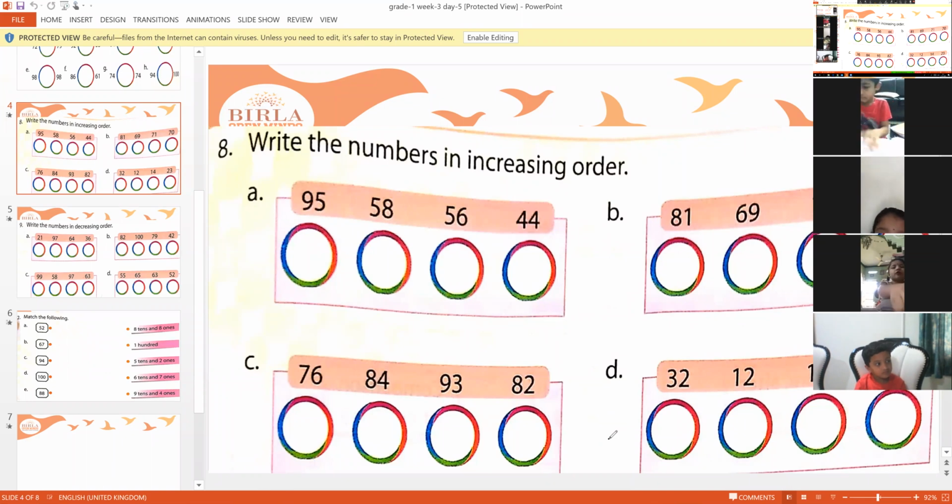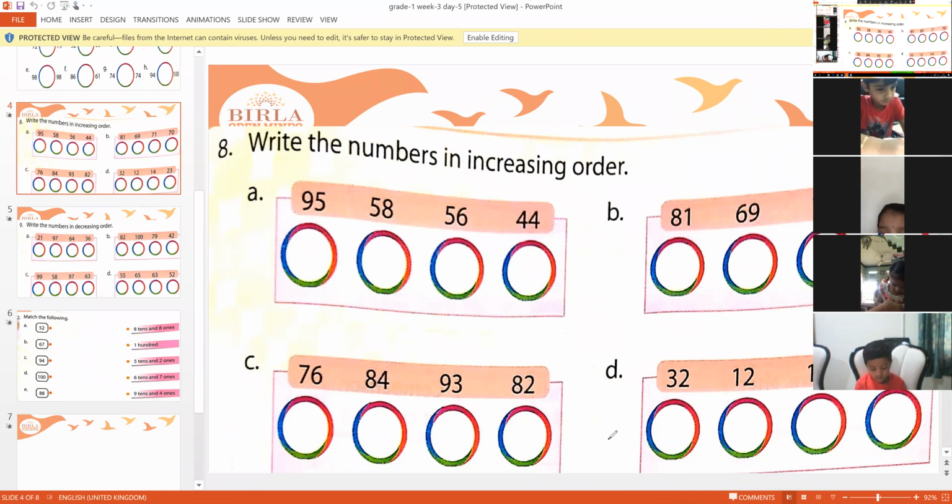This is the first bit. The question is 95, 58, 56 and 44. Now you have to arrange these given four numbers in increasing order. Increasing order, again I am repeating, means you write the numbers from smallest to biggest. Okay. So what we will do? We will compare the number in tens place. This is our first step.